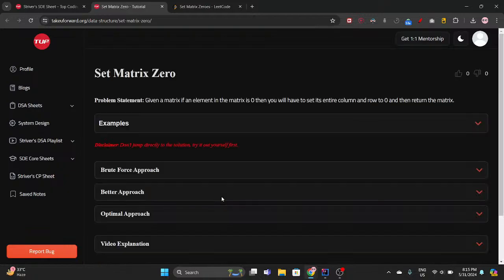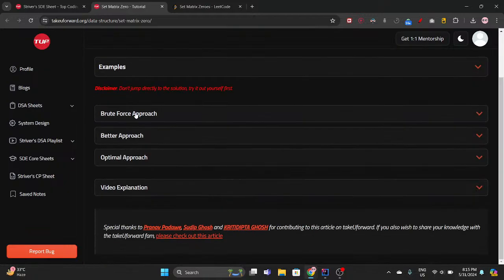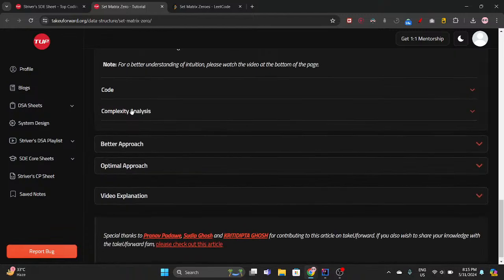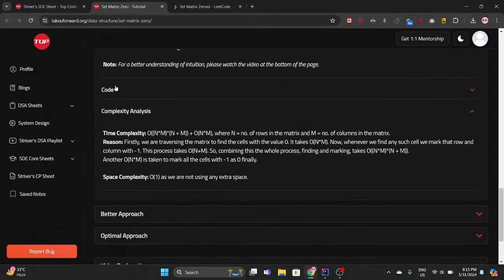So what does the article state? Brute force approach, complexity m into n into m plus n.